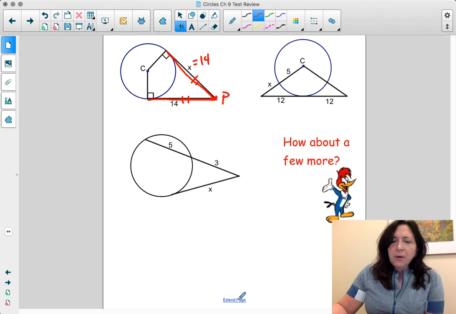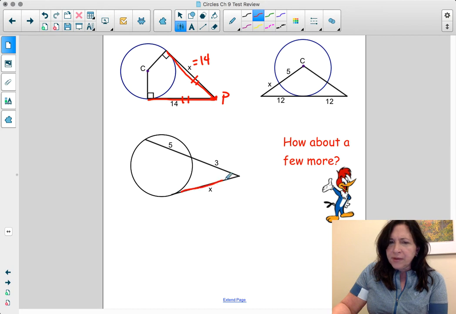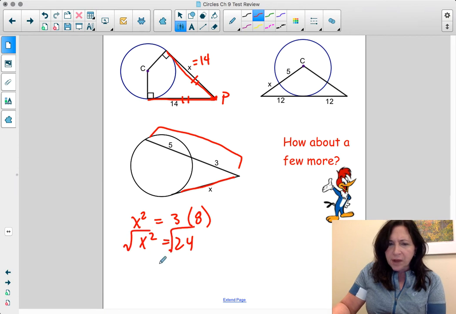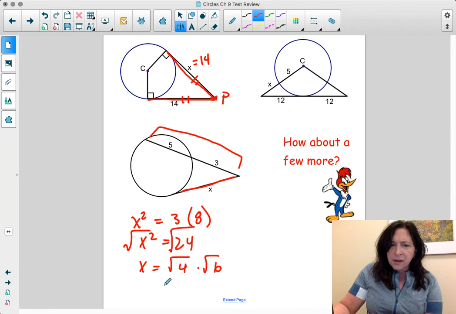For this problem, I know this is similar to one I just did on the previous page, but we didn't do one with the variable outside. We did one with the variable inside. So let's do that. That's just x squared is equal to 3 times the sum, which is 5 plus 3, which is 8. So we have x squared is equal to 24. We're going to square root both sides, and I get x equals the square root of 4 times the square root of 6. So x is equal to 2 root 6.